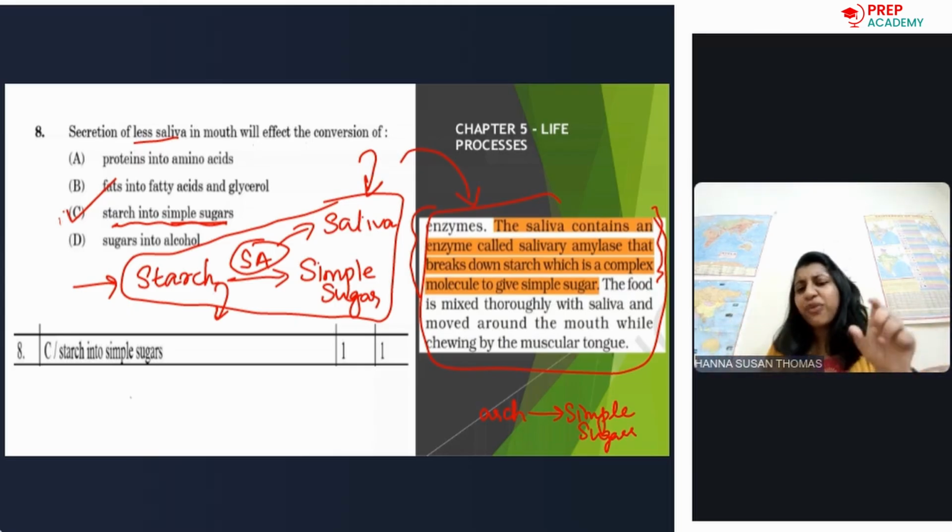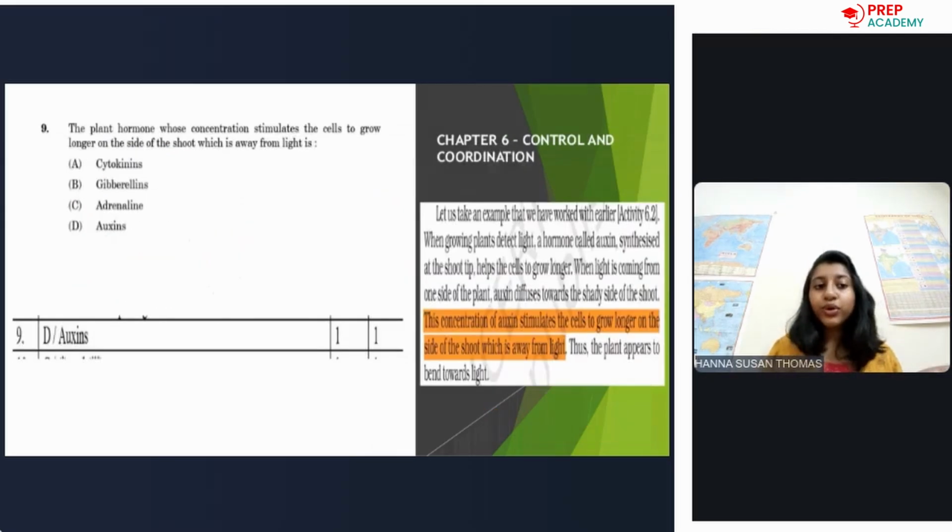So this is a type of conceptual question. It's not directly taken from the textbook, but the person who made this question has given some modification to this particular sentence in your reader or textbook. Right. So the answer is option C. Let's move on to the next question.